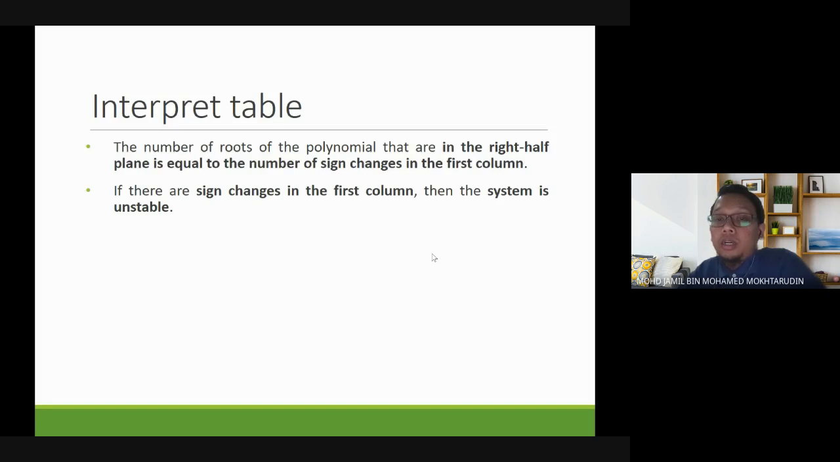So now let's interpret the Routh table. The number of roots of the polynomial, or of the denominator, that are located in the right half plane is equal to the number of sign changes in the first column. We will look at this later with an example. And if there is at least one sign change in the first column, then the system is unstable. I think it's good if I can show you an example rather than just talk.